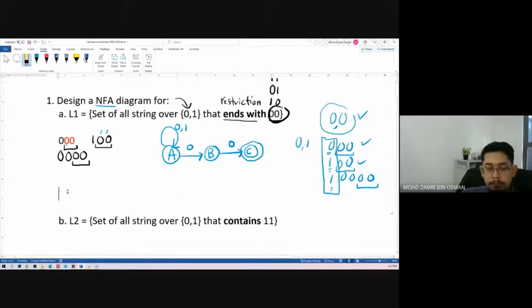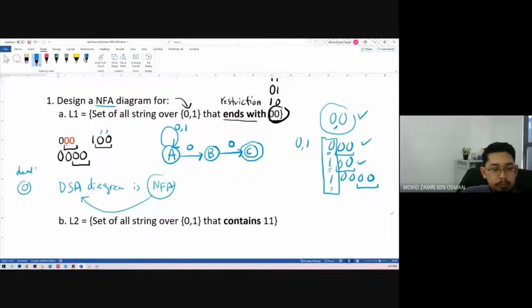One of the reasons is that, if you still remember from the slides, all the DFA diagrams are NFA, but not all NFAs are DFA diagrams. DFA diagram, yes, of course. Because of what? A DFA must end with what you call the dead state, but in an NFA we can end in any state.